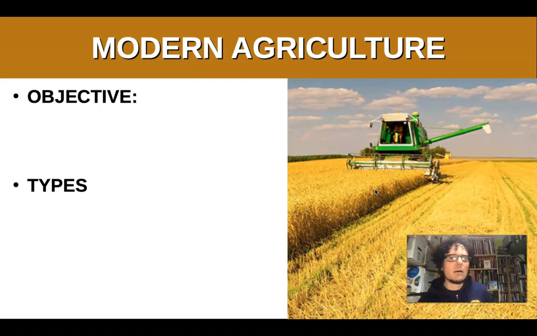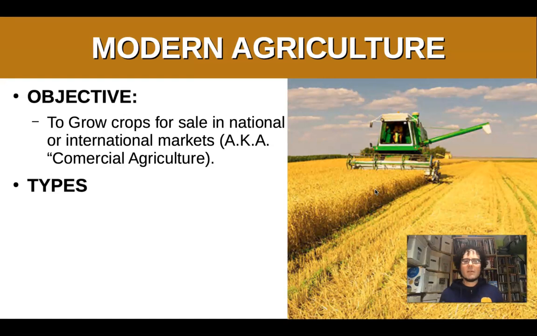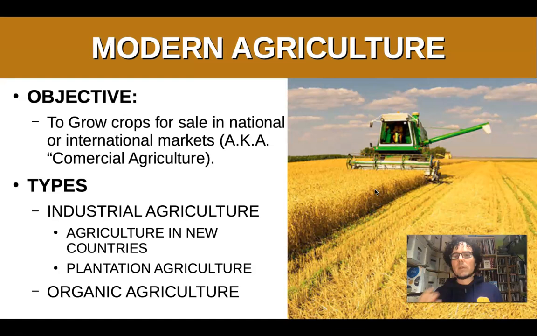Let's talk now about the other type of agriculture, the modern agriculture. The objective of modern agriculture is to grow crops not for the subsistence of the farmer, but for sale in the national or international market. That's why it's also known as commercial agriculture. And we have several types, as we have seen. We are going to cover all of them. The industrial agriculture and the organic agriculture.